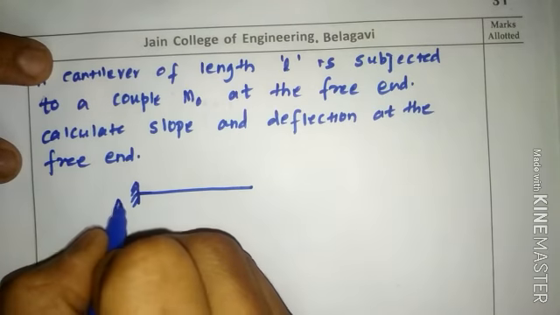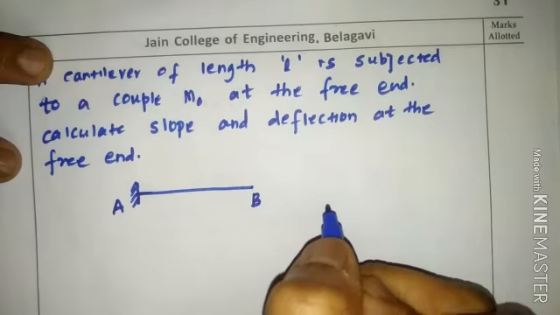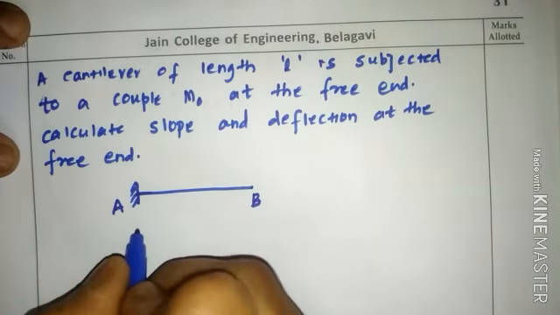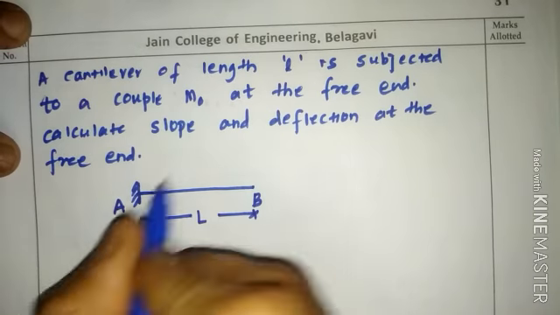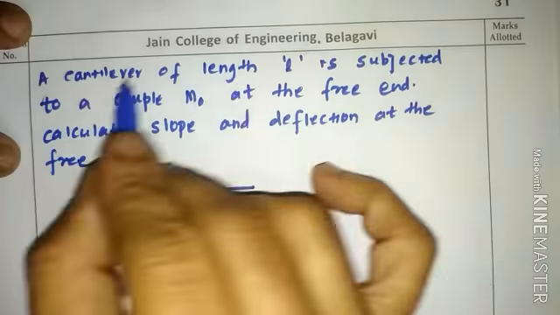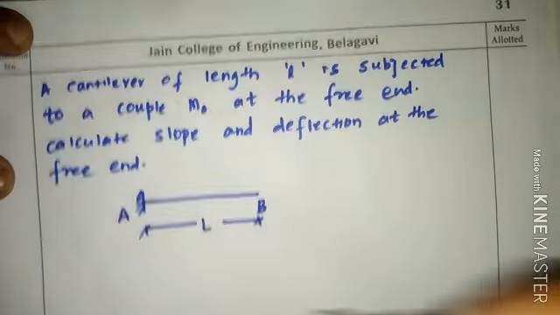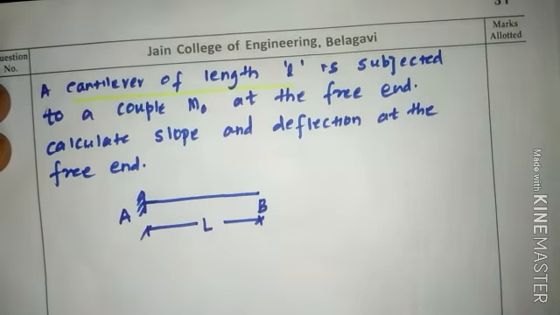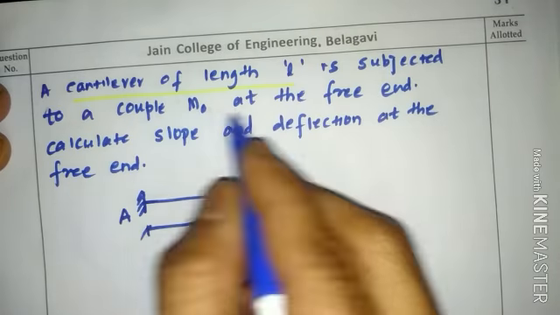This fixed end we shall call A, and this will be marked as B. So we have drawn a cantilever now, and the length of this cantilever is span L. So this is of length L, and the first condition is satisfied. It is a cantilever of length L. This particular condition is satisfied, and it is subjected to a couple of M0 at the free end.